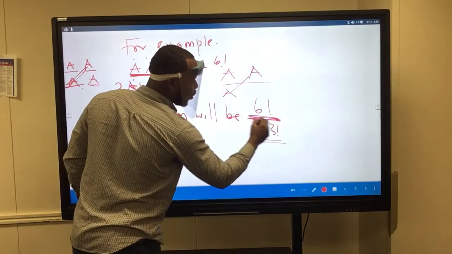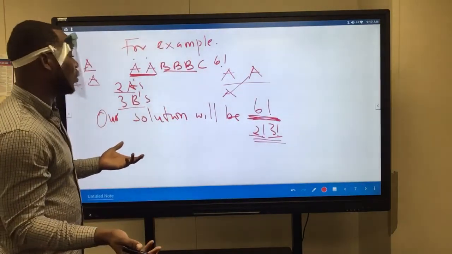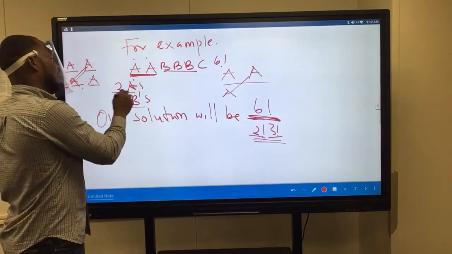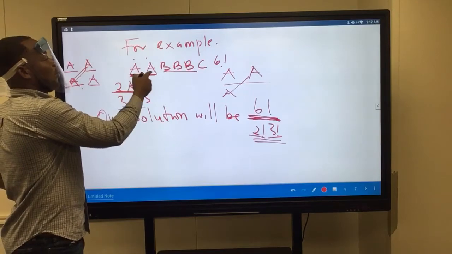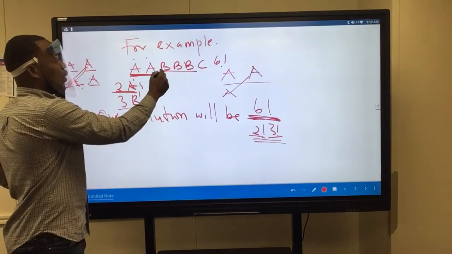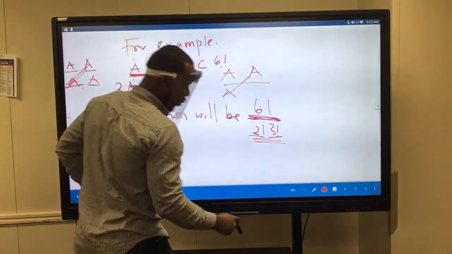by 2 factorial and 3 factorial. Where did I get the 2 factorial and the 3 factorial from? They are from the repeating books, which have the same titles. And then the 3 factorial is coming from how many B's there are.